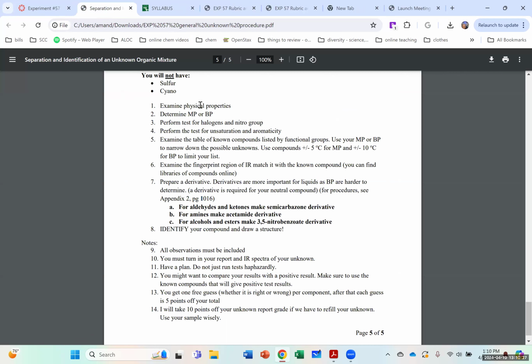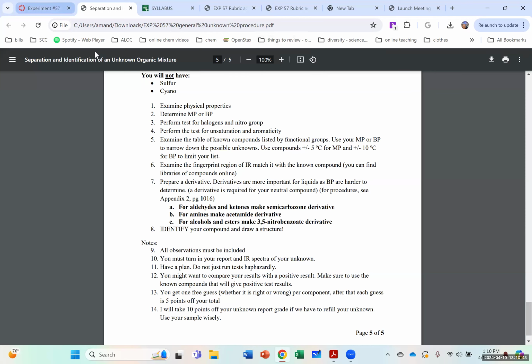Let's see, what else do we got to talk about? I think we've done all that. You're going to do melting point or boiling point. You're going to do your IR. You're going to do your required tests and anything else you need to. You're going to make your derivative, and then you're going to, of course, figure out your unknown.